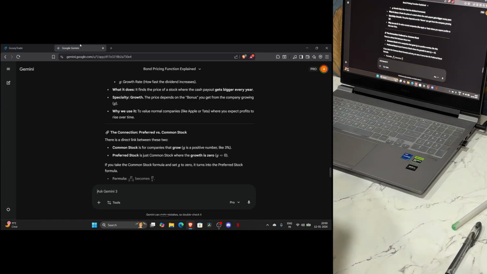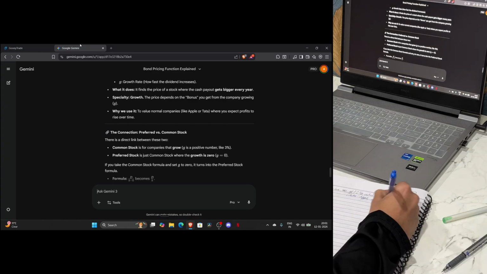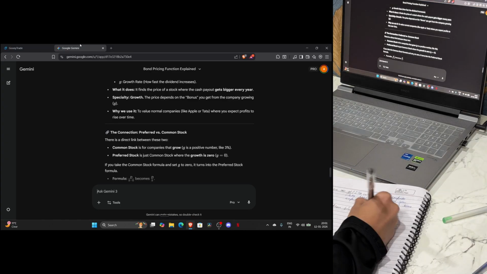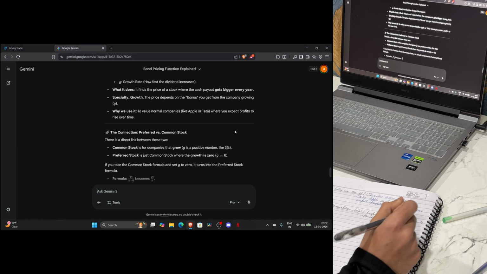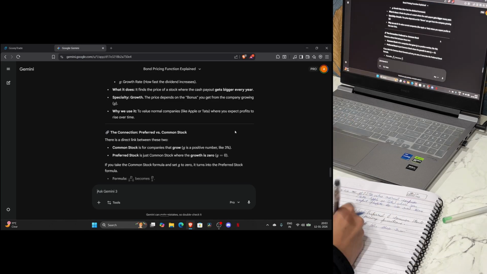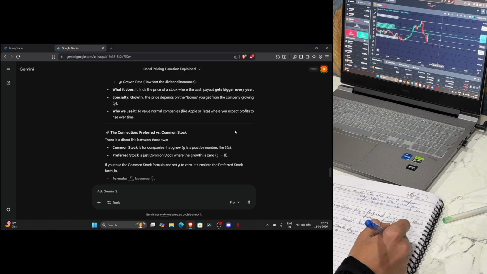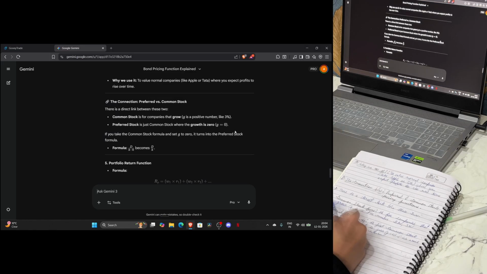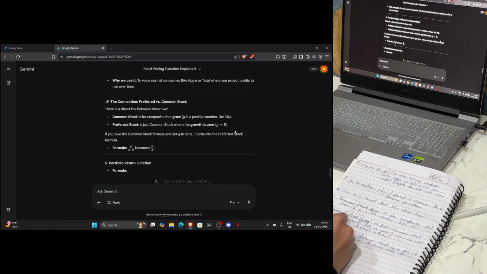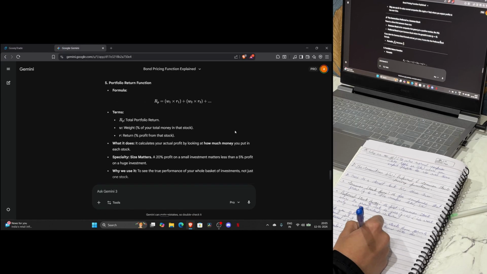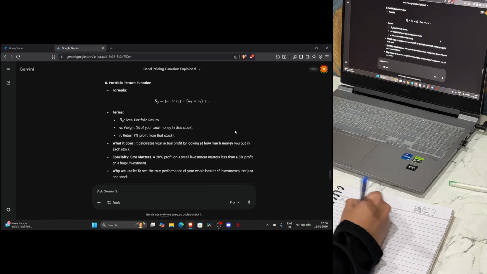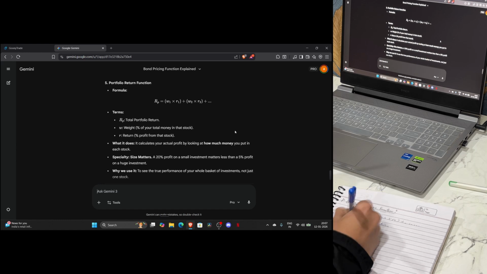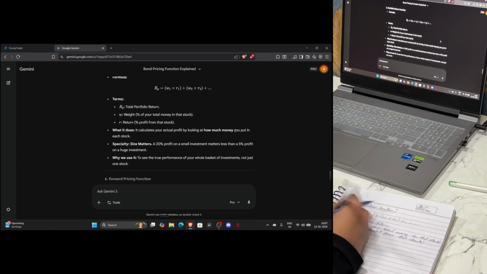Common stock valuation, Gordon growth/DCF idea. What it does: estimates intrinsic value by forecasting future cash flows or dividends and discounting them back to today. Specialty: captures growth expectations and required return trade-offs. Why it matters: anchors long-term views and prevents overpaying for momentum. Use it to sanity check swing/position trades that depend on fundamental narratives.